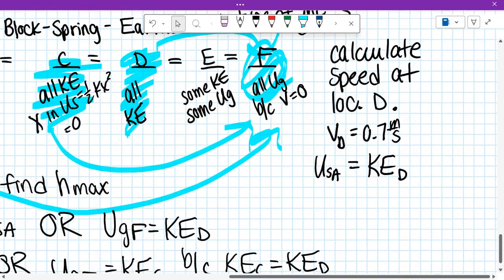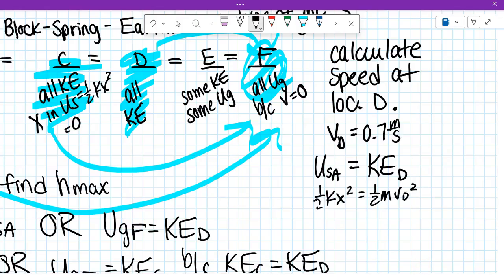So we would set the spring potential at A equal to the kinetic energy at D, right? We have the spring constant, it was 100. We have the x, it was 0.1. The mass was 2. And again, we just have to find v_D.